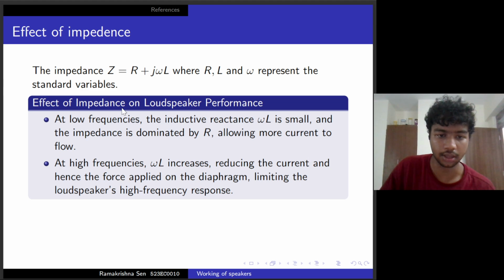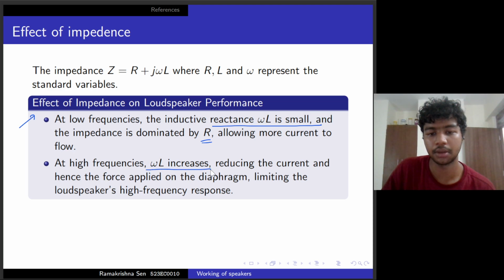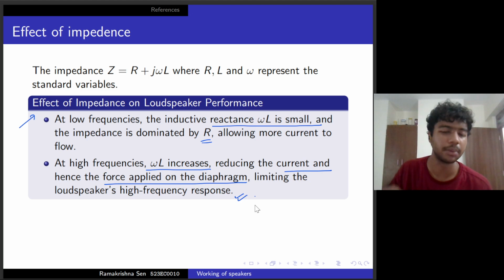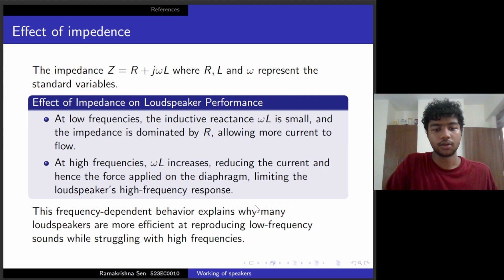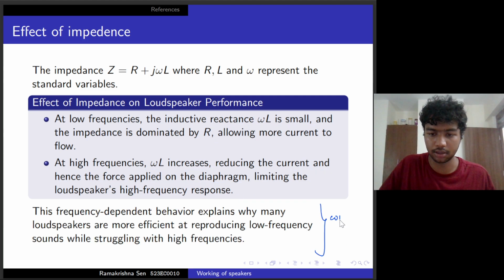So this is what we are discussing, the effects of the impedance on loudspeaker performance. Since the reactance omega L is small, the impedance is dominated by R, hence allowing more current to flow. And at higher frequencies, this same reactance increases, reducing the current, and hence the force applied on the diaphragm. This is important because an actuator requires more current rather than more voltage. Since if the current is reduced, the force applied on the diaphragm is reduced. So the speaker has a very limited high frequency response. So this is the conclusion for the above discussed topic.